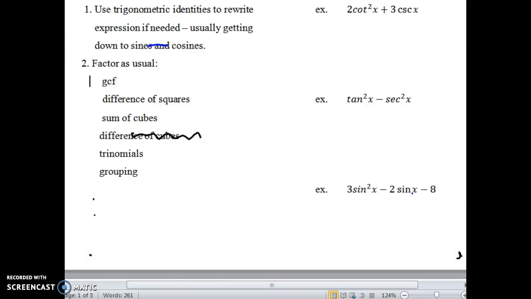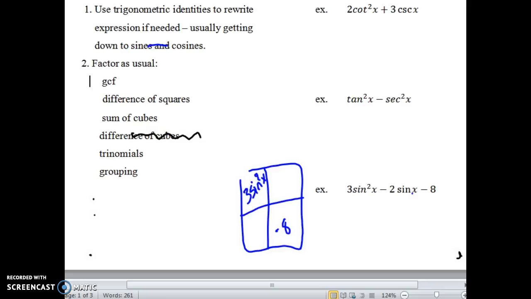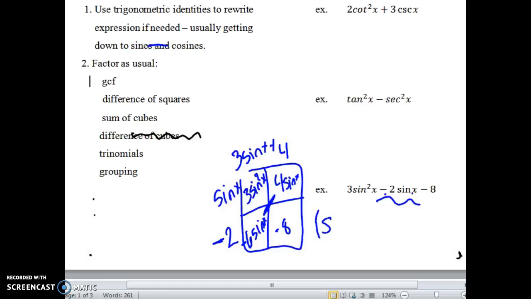This one down in the corner looks like a trinomial to me, so I will make an empty box thing, and I have 3 sine squared x in this corner, and I have negative 8 in this corner. So I know I need a 3 sine x, and I know I need a sine x. I need the 2 boxes here to add to negative 2 sine, so I'm going to try 4 and 2, but I'm going to make a 4 here and a 2 here. This will give me 4 sine x and 6 sine x. To get a negative 2, this would have to be a negative 6 and a positive 4. Then I get sine x minus 2 times 3 sine x plus 4.